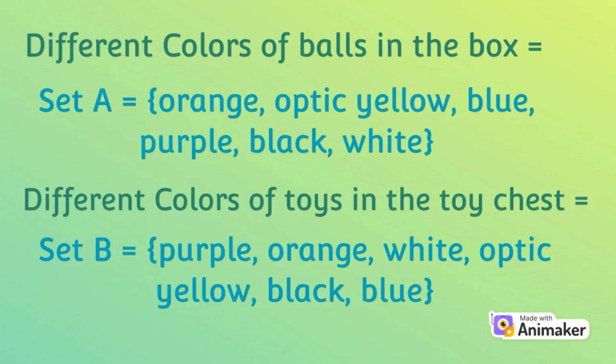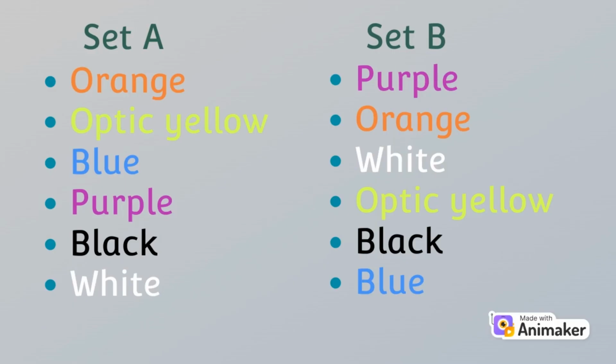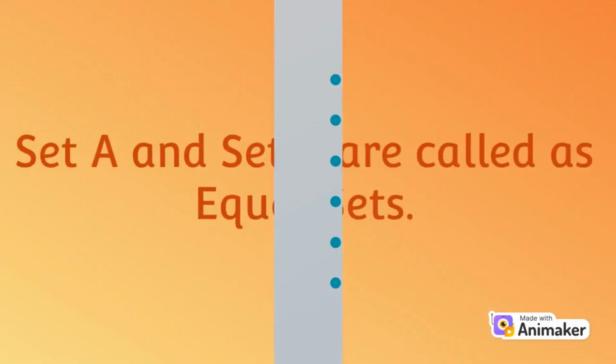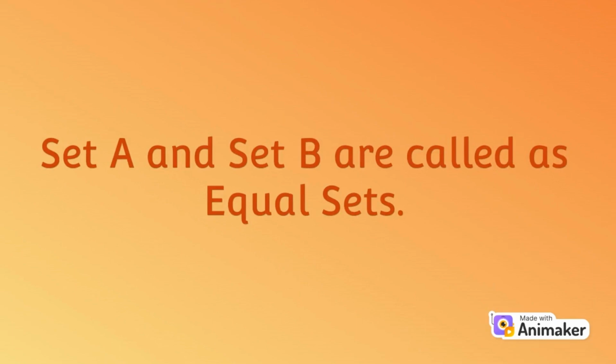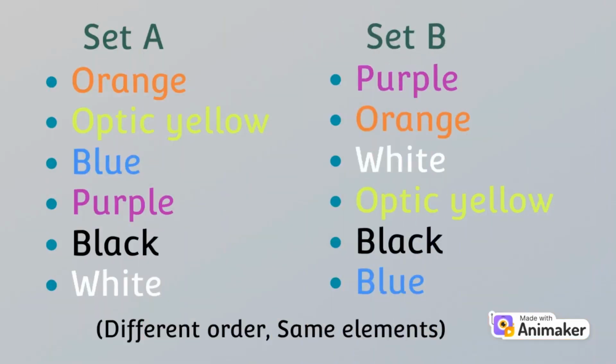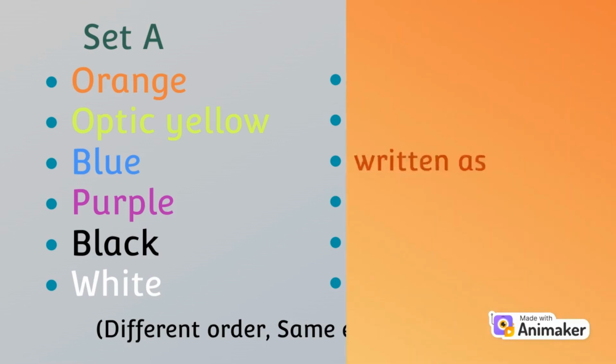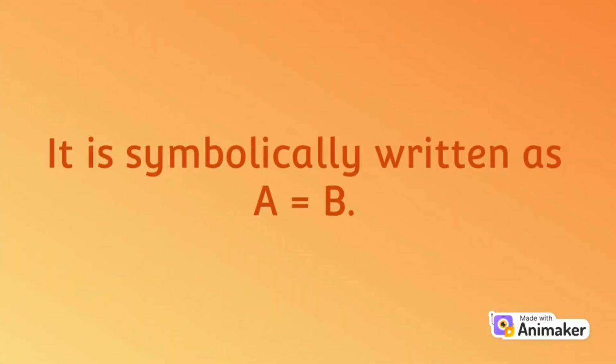Different colors of balls in the box, which is set A, that contains orange, indigo, yellow, blue, purple, black, white, and different colors of toys in the toy chest, which is set B, that contains purple, orange, white, indigo, yellow, black, blue. Every element of set A is in set B, and every element of set B is in set A. Then set A and set B are called equal sets. Though the elements of set A and set B are not in the same order, all the elements are the same. It is symbolically written as A = B.